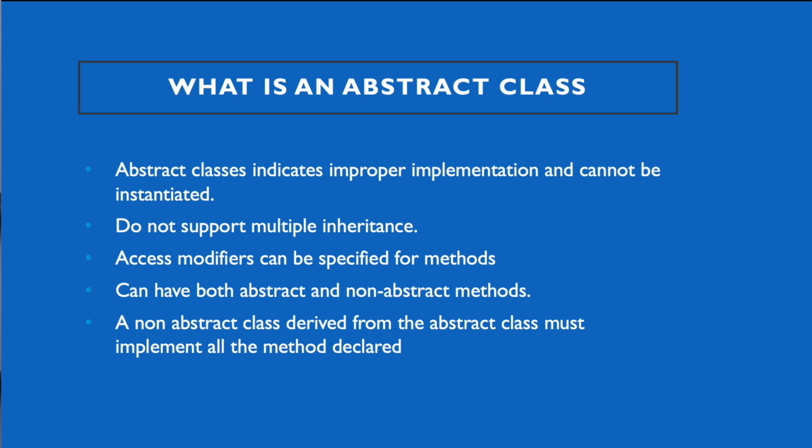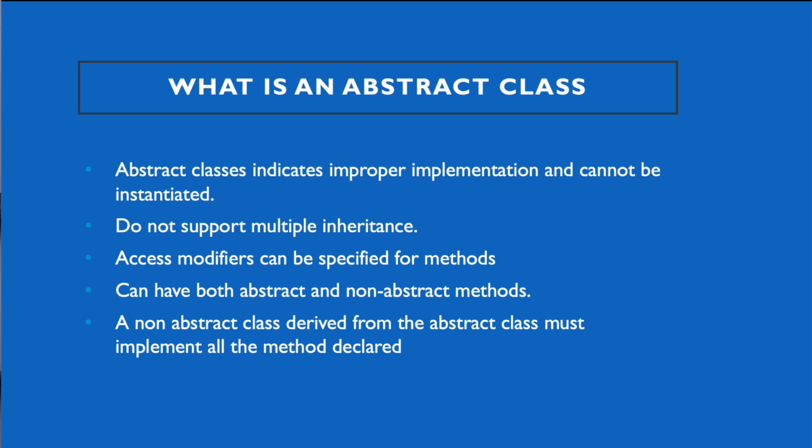Like interface, abstract class does not support multiple inheritance. And here in abstract classes, we can have both abstract as well as non-abstract methods. The abstract method will include only the declaration. The class that inherits the abstract class must provide the implementation for the method declared in the abstract class. And it can also have access modifiers for the methods inside the abstract class.